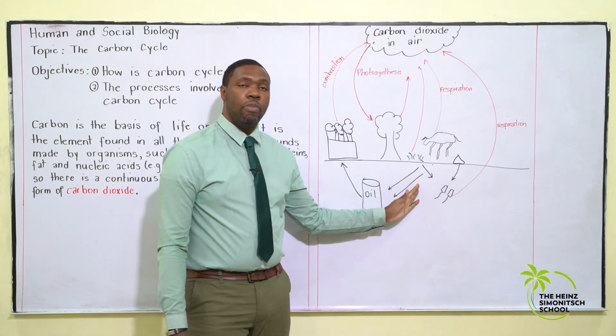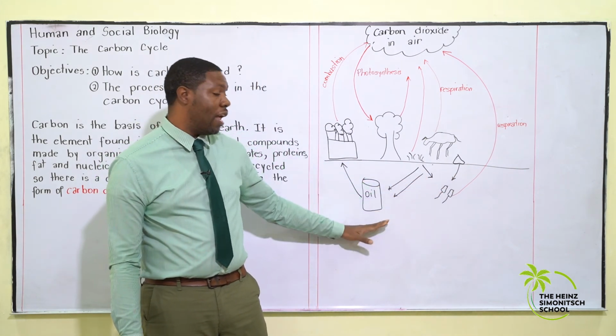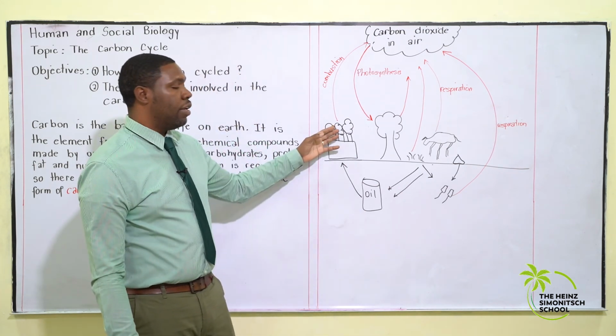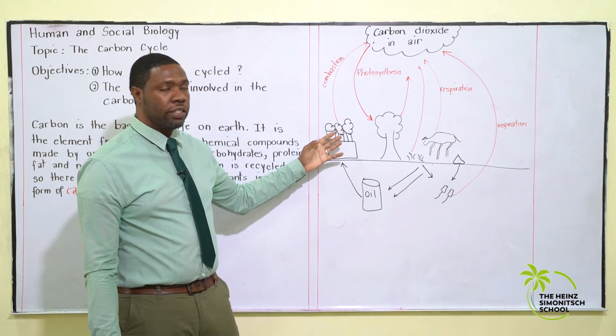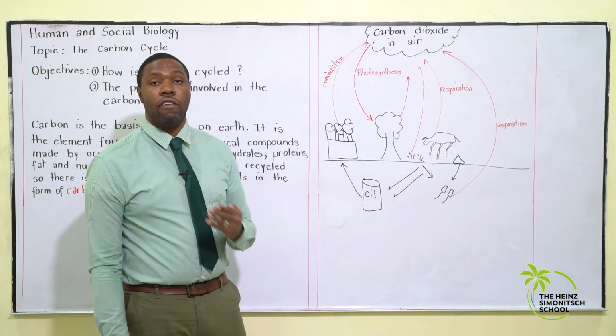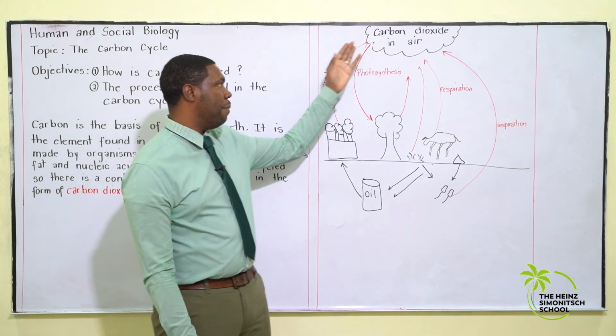Some of the decomposed material are left in the earth. It becomes fossil fuel. Factories and industries use fossil fuel to burn, to make energy, and this process gives off carbon dioxide back into the atmosphere, and this is called combustion.